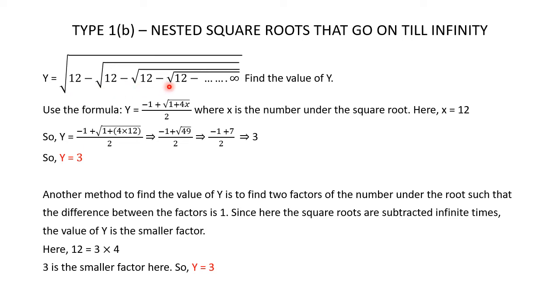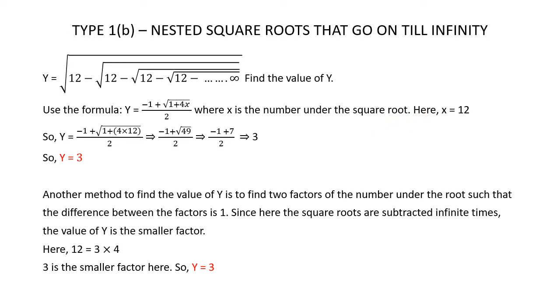y is equal to square root of 12 minus square root of 12 minus square root of 12 minus square root of 12 and so on till infinity. Find the value of y. Here you will notice that the square roots are subtracted infinite times. So use the formula y is equal to (minus 1 plus root of 1 plus 4x) divided by 2, where x is the number under the square root.